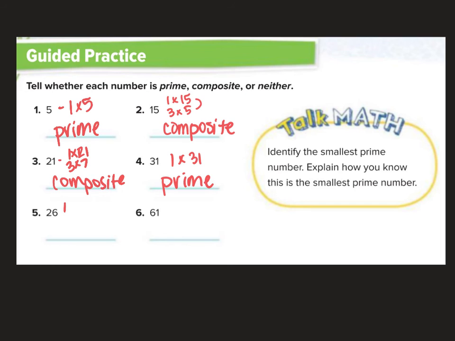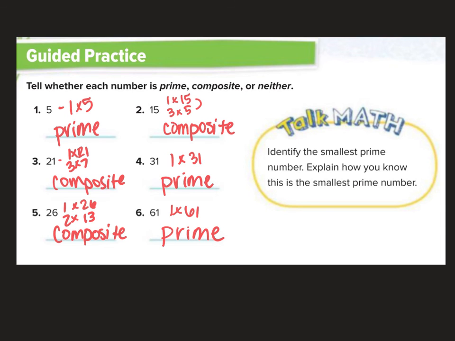26: 1 times 26. I know 2 is going to go in there, 2 times 13. Does 3? Nope, 3 does not. So that's composite anyways. And then 61. That seems like a prime number to me. 2 is not going to go in there. 3 is not going to go in there. 4 doesn't go in there. 5 doesn't go in there. 6 doesn't go in there. I'm calling it prime.